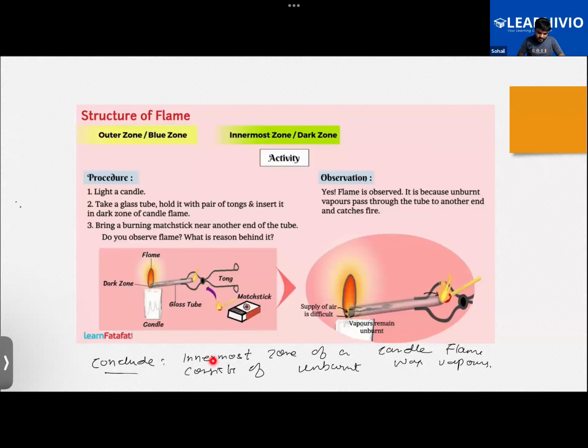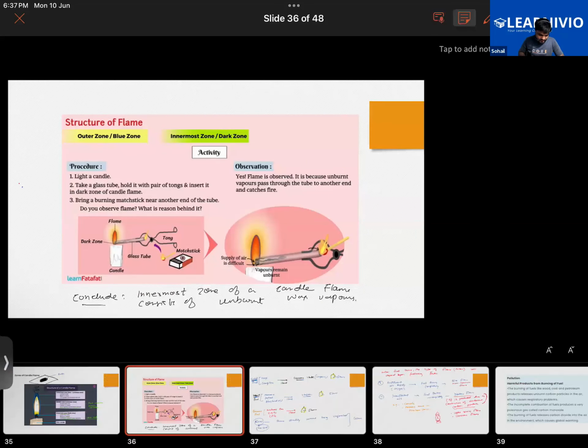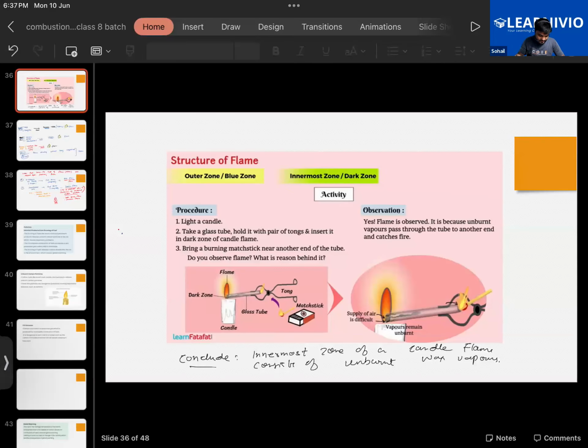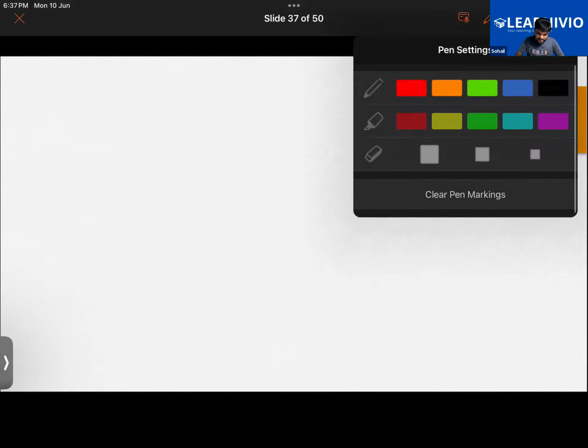So we have learned about the innermost zone. Today we will be learning how the outermost zone has the maximum temperature, the hottest. But before that, first let us learn about the middle zone. About the middle zone, we learned that unburned carbon particles are found in the middle zone of the candle flame. How can you prove this?